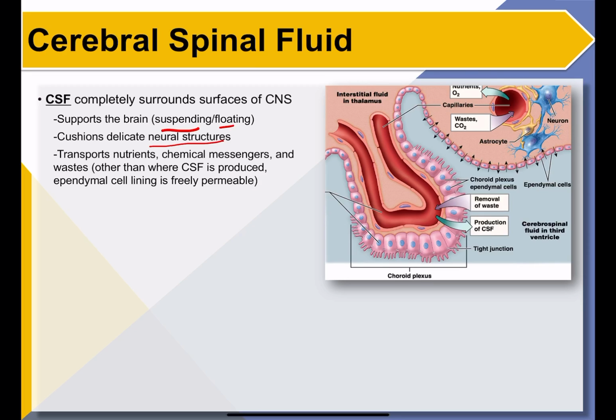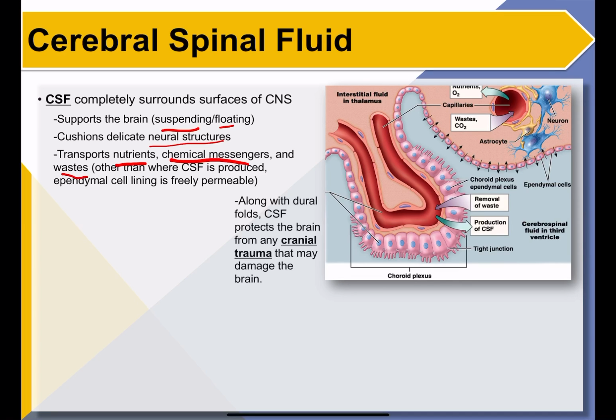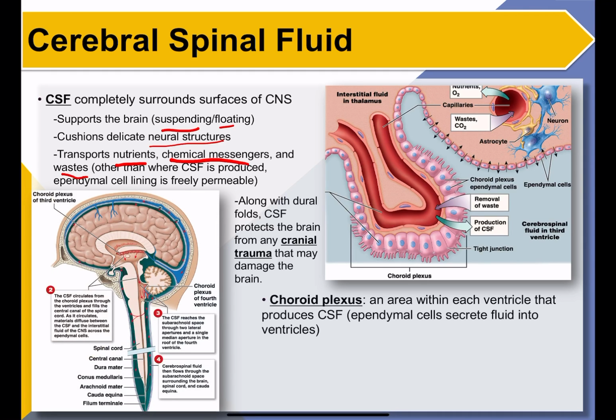So cerebrospinal fluid also functions to transport nutrients, chemical messengers, and waste, allowing those things to diffuse between the fluid and the cells that are exposed to it. Other than where cerebrospinal fluid is produced, the ependymal cell lining is technically freely permeable between the cerebrospinal fluid and the cells or tissues that it surrounds. So dural folds act like seatbelts in a car, and cerebrospinal fluid is acting like airbags that cushion and protect our brain from any cranial trauma of any sort.